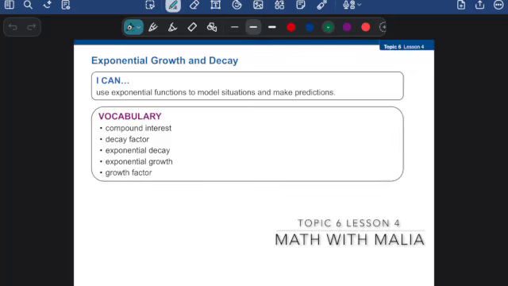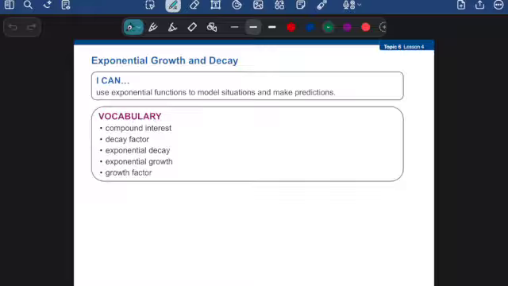Today we're doing Savvas enVision Algebra 1, Topic 6, Lesson 3, Exponential Growth and Decay. After this lesson, you'll be able to use exponential functions to model real-world situations and make predictions. We've got some new vocabulary words: compound interest, decay factor, exponential decay, exponential growth, and growth factor.